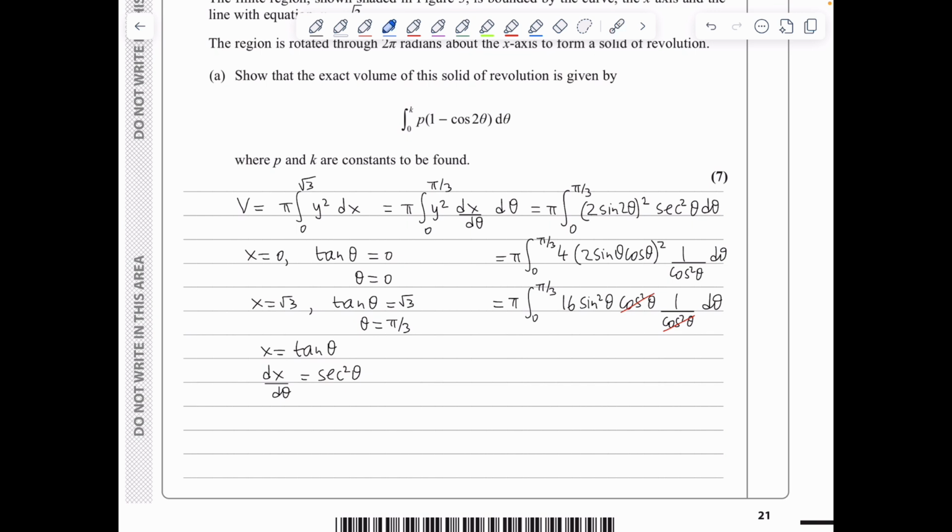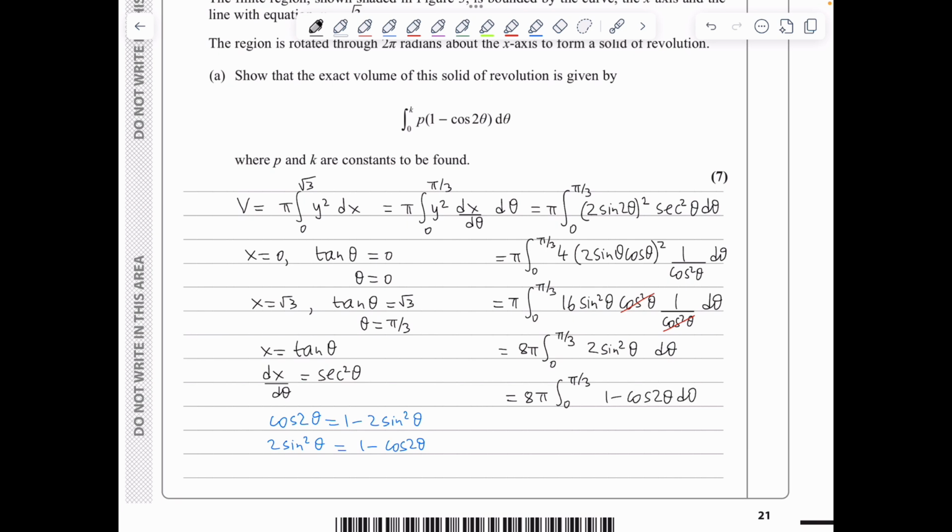We know that cos of 2 theta is equal to 1 minus 2 sine squared theta, and therefore 2 sine squared theta is 1 minus cos of 2 theta. And what I will do, I will write 16 as 8 times 2. So we're looking at 8 pi, the integral from 0 up to pi over 3 of 2 sine squared theta d theta, leading to 8 pi, the integral from 0 up to pi over 3 of 1 minus cos 2 theta d theta.